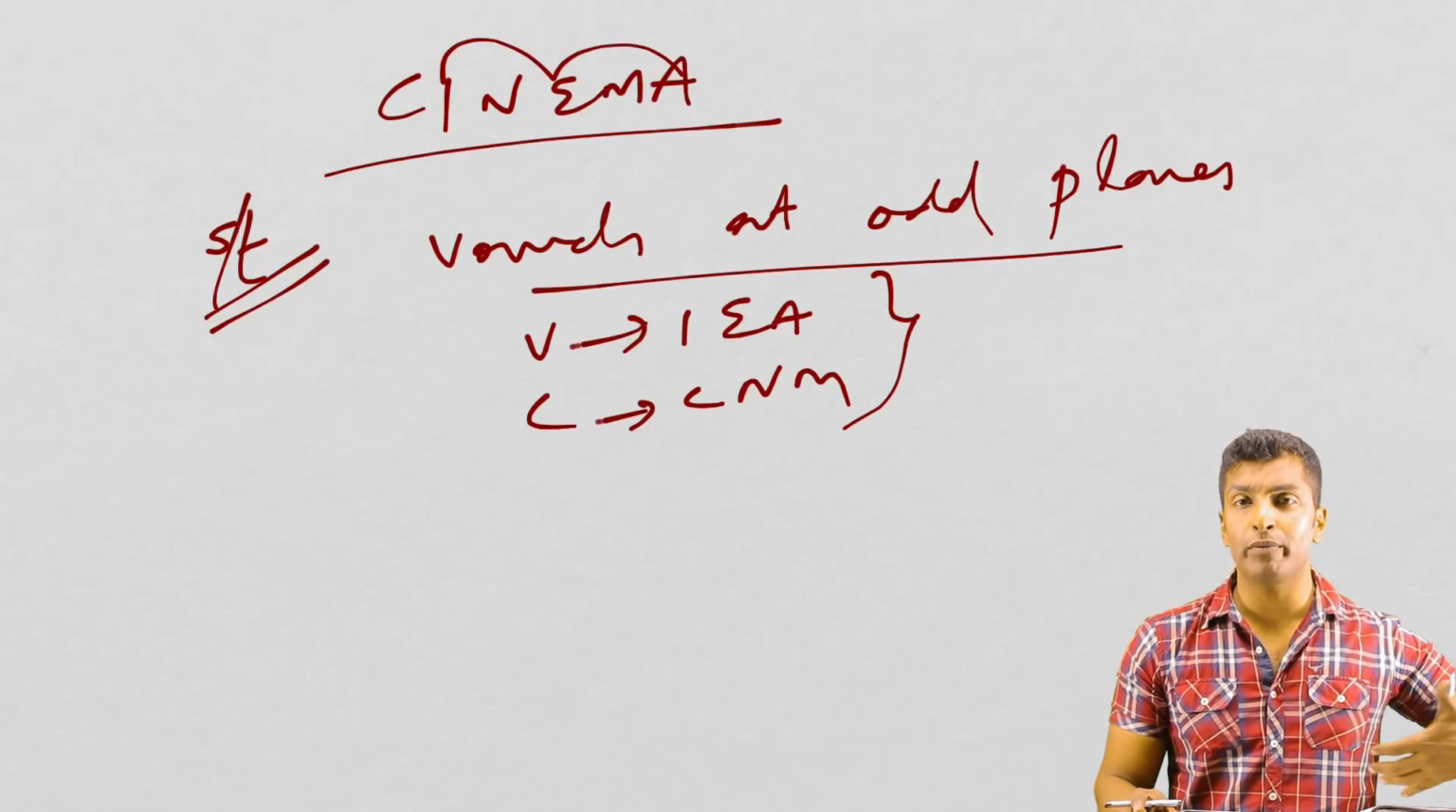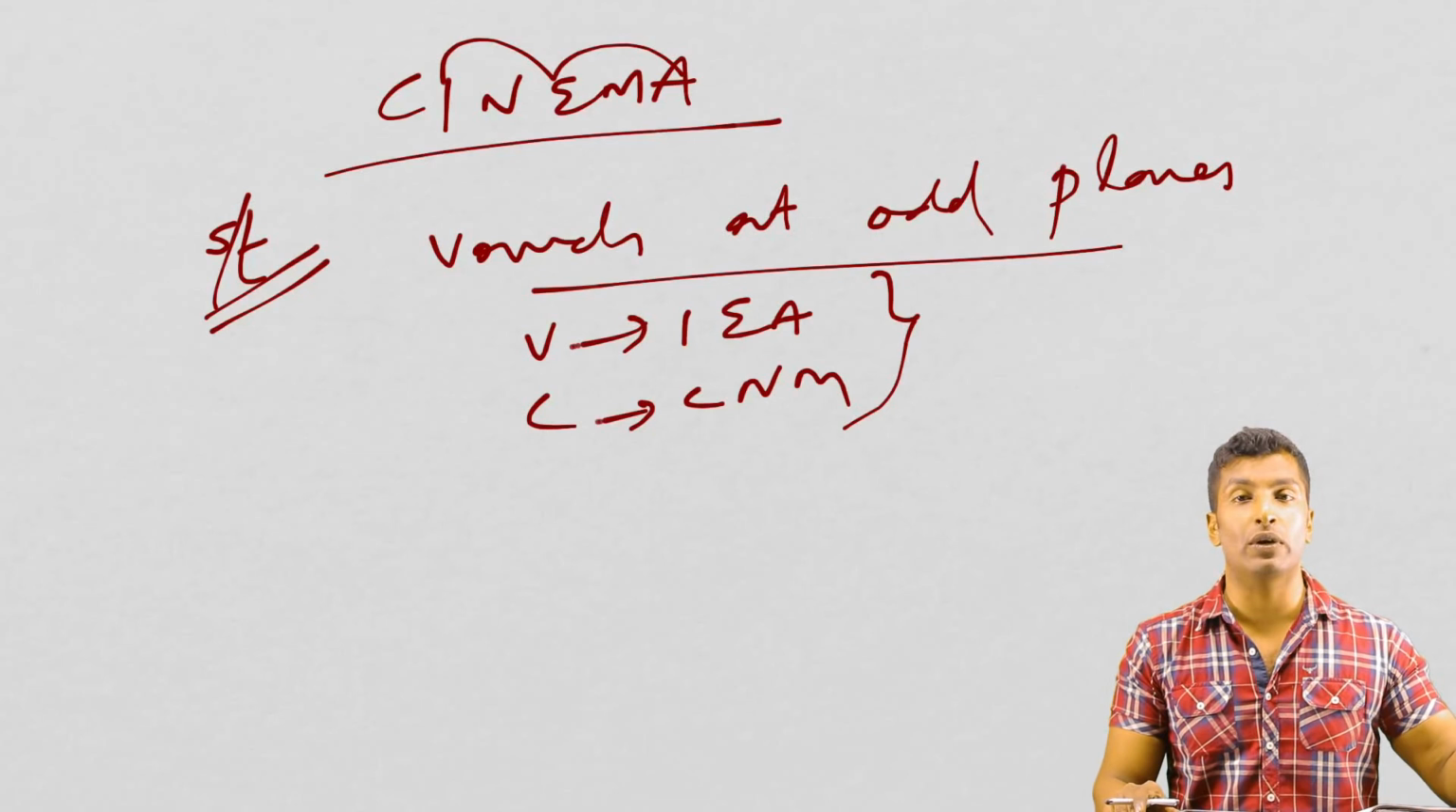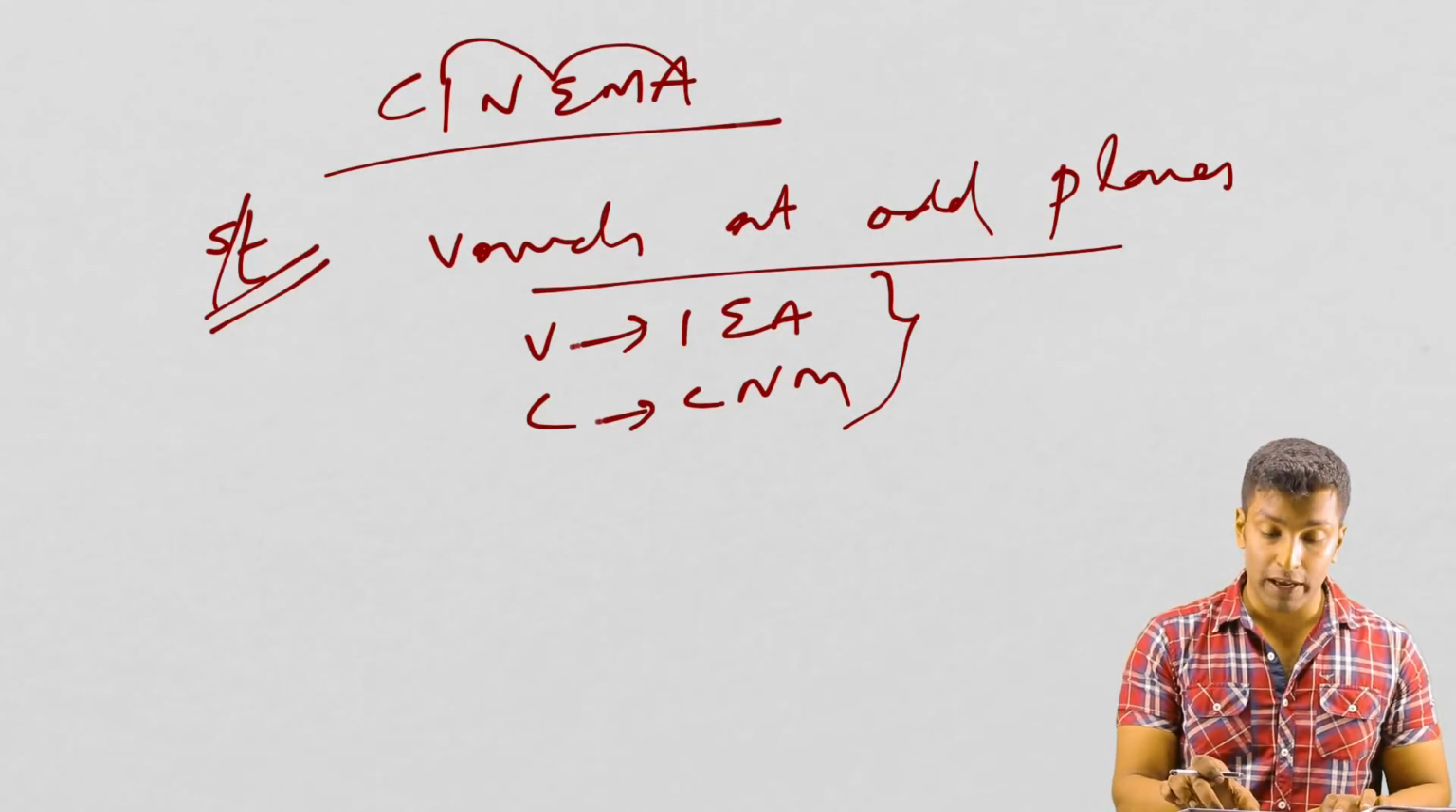Now again, if I need to make a new question, say vowels occupy odd places or consonants occupy even places, these are the ways in which you can make questions. But now what do you mean by vowels occupy odd positions?